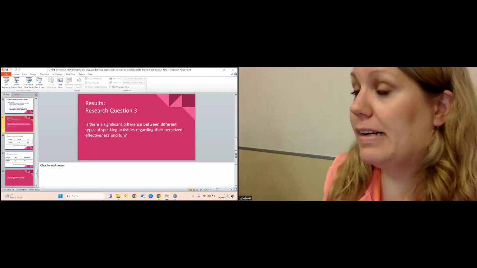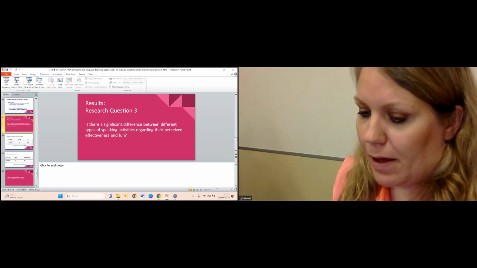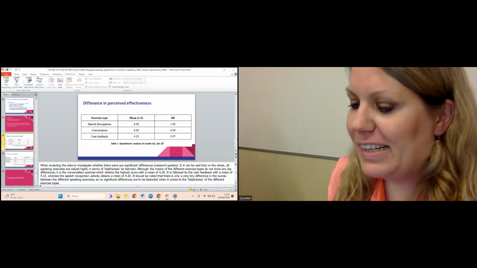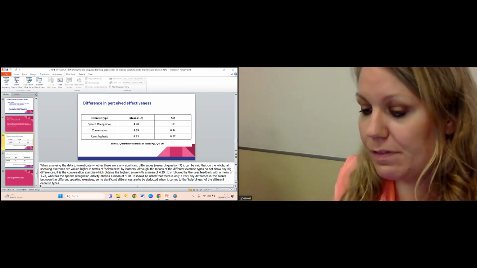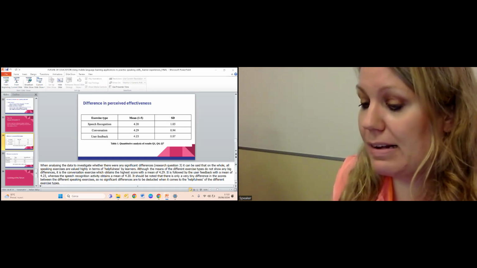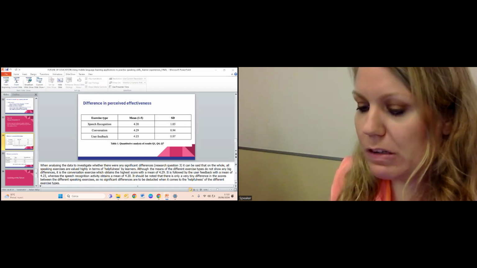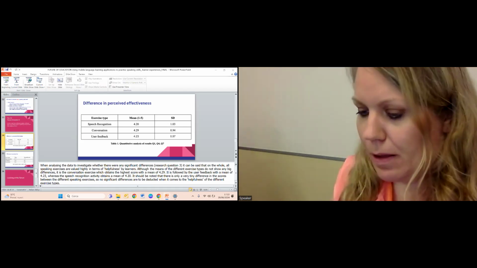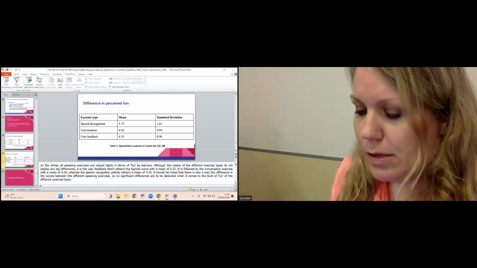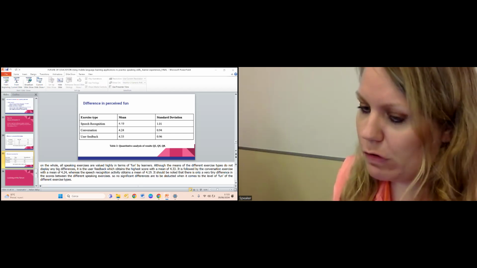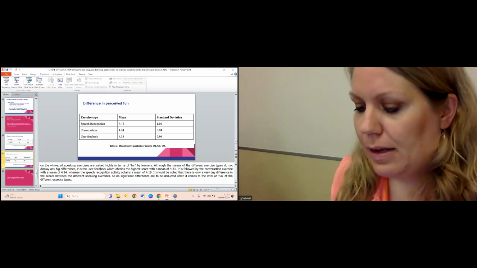Now, whether there is a significant difference between different types of speaking activities, I can be short. Not really. There is a very small difference if you look at the mean of the difference in perceived effectiveness. The conversation exercise scored slightly higher, so that was considered the most effective, let's say. But again, there's only a tiny difference. And the difference in perceived fun is interesting because they also score highly, but the community feedback actually scored a tiny bit higher.